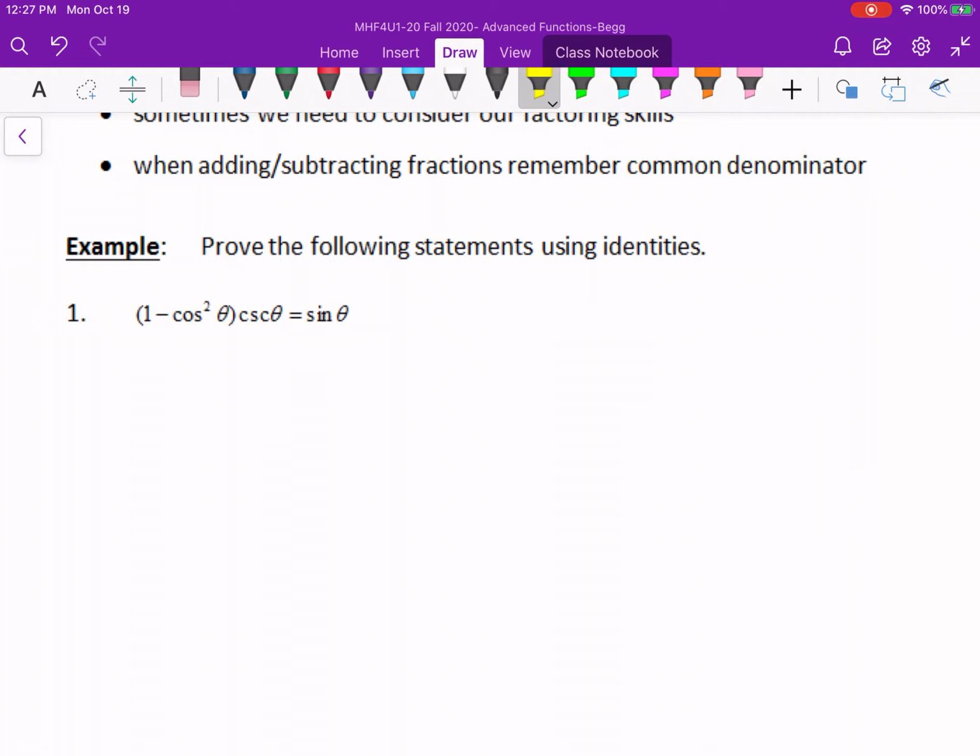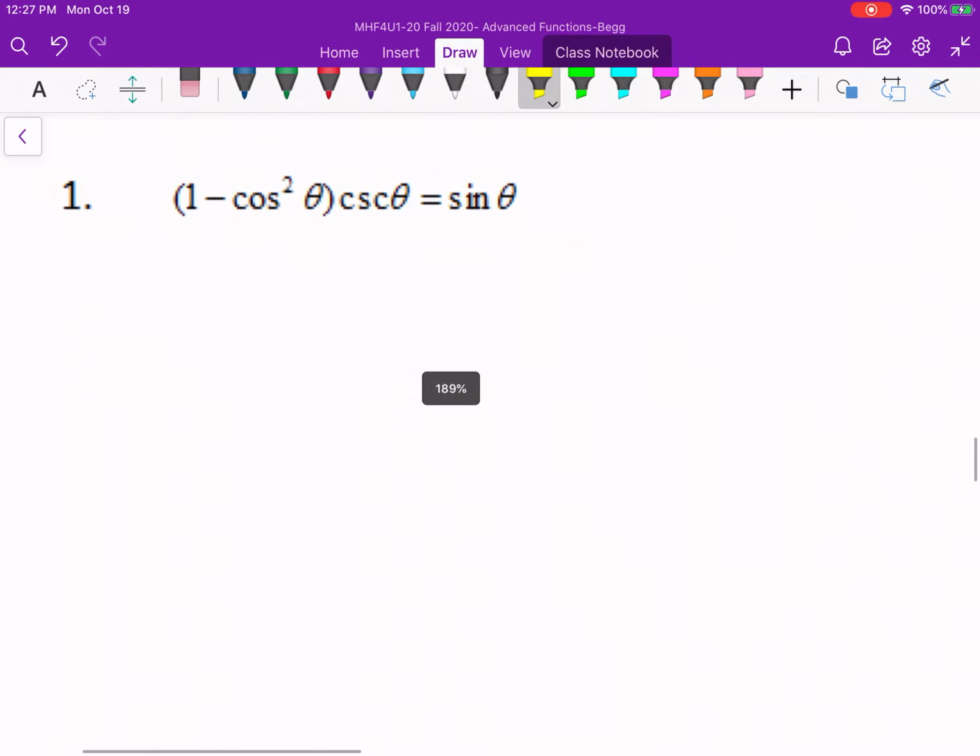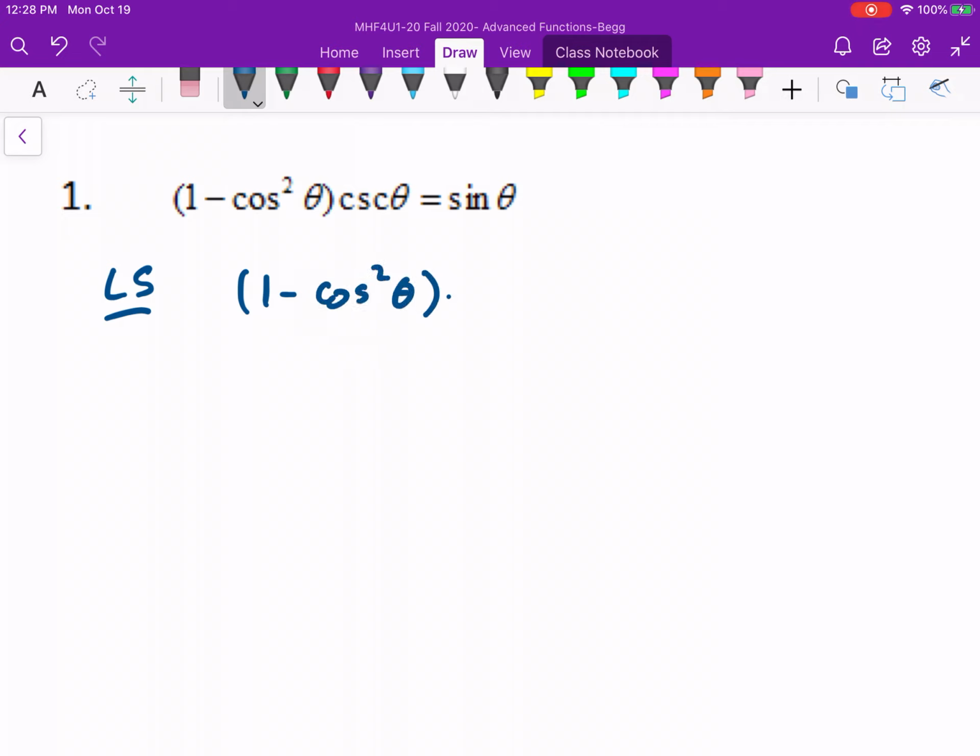Prove the following statements using identities. In other words, prove these identities. So looking at this, let's go through the best approach. I'm going to do the left side or the right side one at a time, and I want to start with the one that looks more complicated. So to me, that's the left side: 1 minus cos squared theta times cosecant theta. And I want to simplify that down. If I can somehow turn that into a sine theta, my job is done.